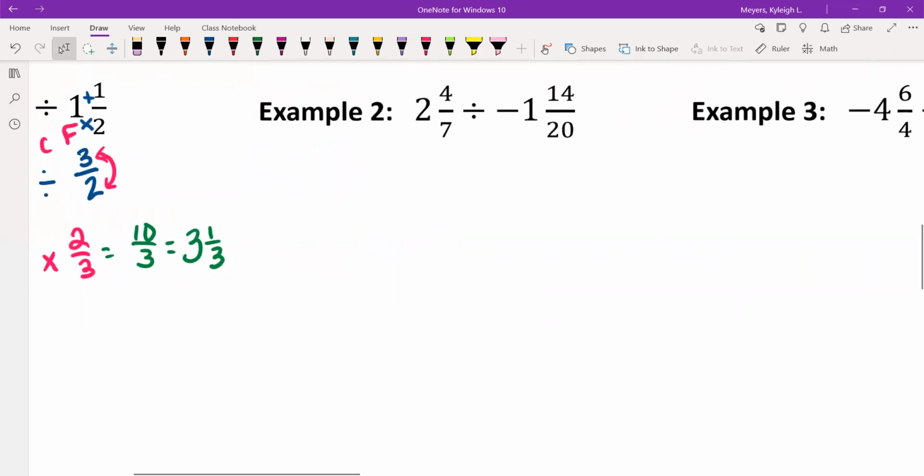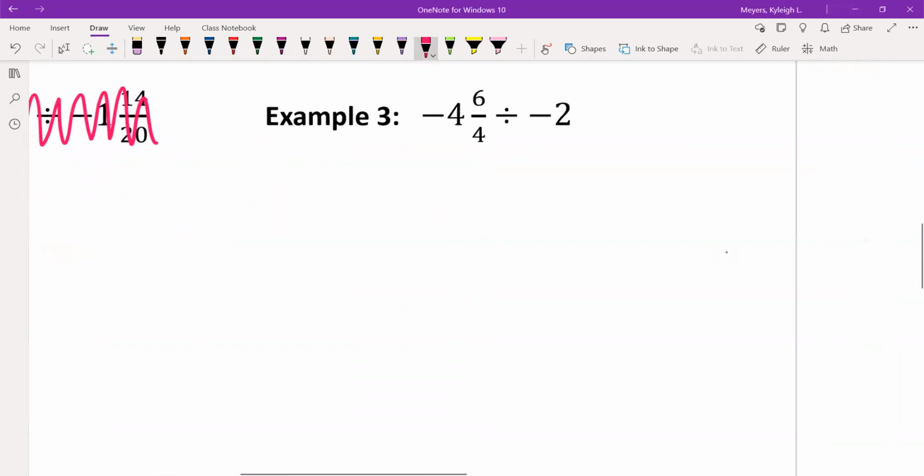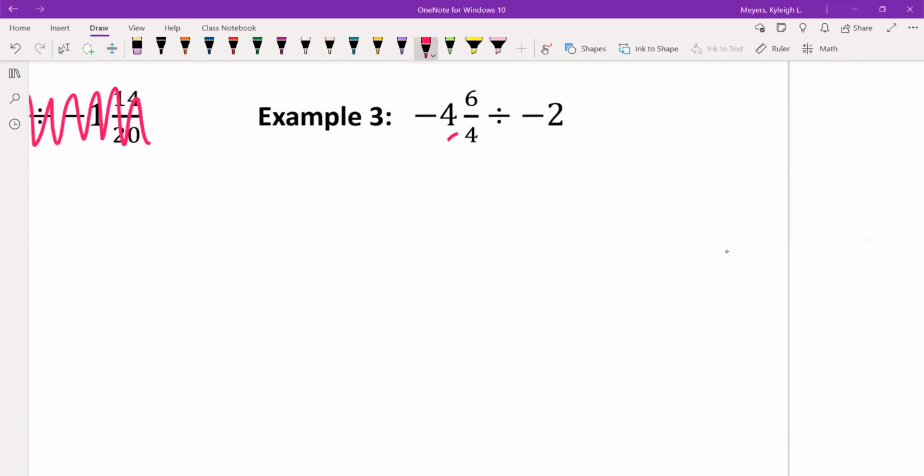Next one, we are going to skip example 2 because it just has really big numbers and I should have changed them before, but I forgot. So we're just going to skip example 3 and we're going to go to example 4. So again, we make these into improper fractions. So we do 4 times 4 is 16. 16 plus 6 is 22/4.